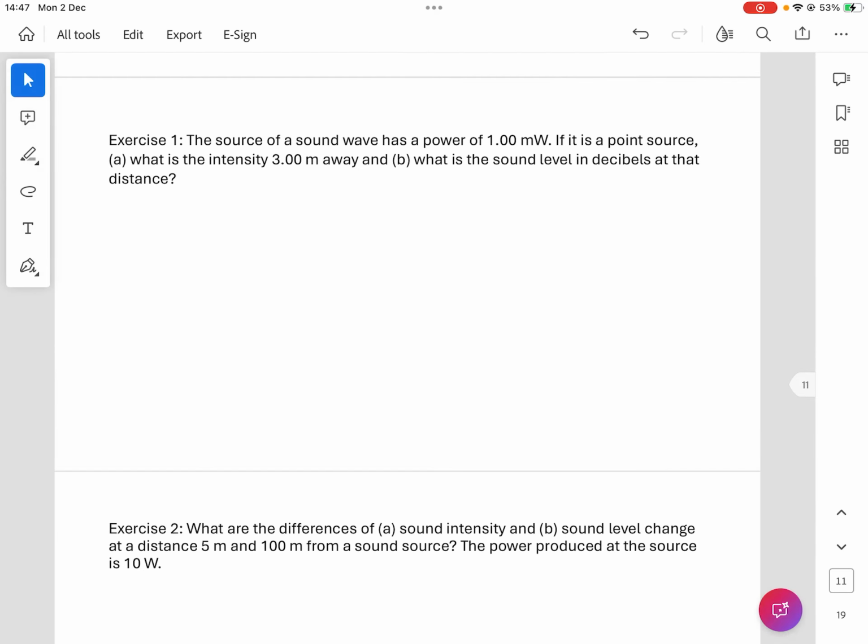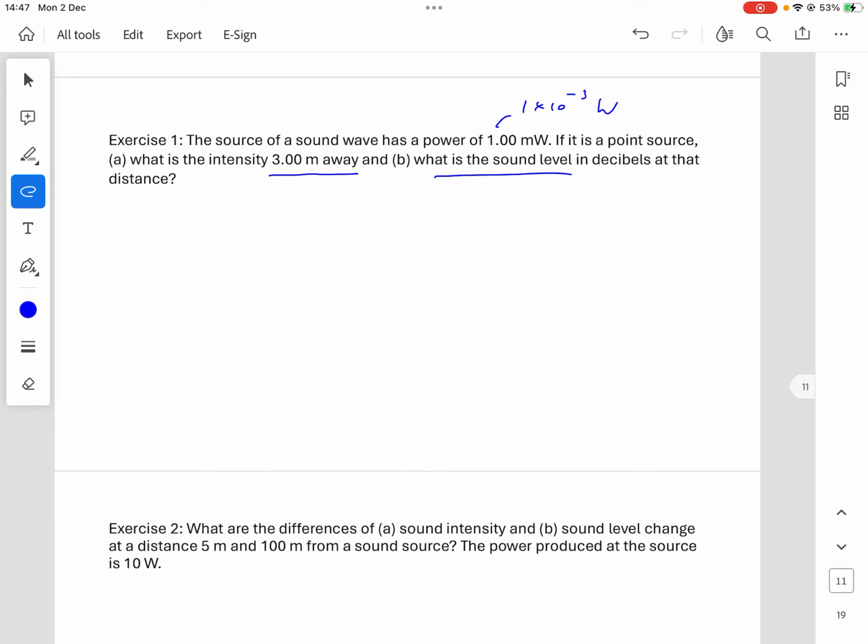Okay. Let's try some exercises together. The first one is a very simple one. The source of a sound wave has a power of 1 milliwatt, right? At a distance of 3 meters away, what is the intensity at that position, and what is the sound level in decibels at that position?